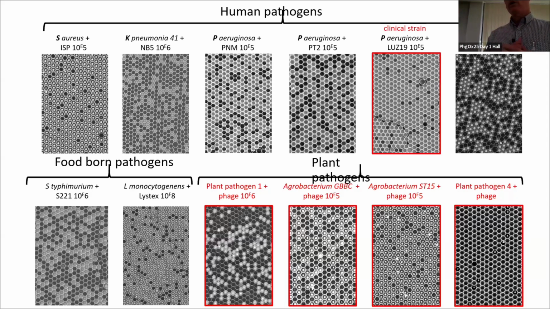We also went a bit further because the first thing the clinicians said to us was, you only looked at lab strains. So we now have a whole set of clinical strains, for instance Pseudomonas aeruginosa, to test with their respective phages. And we also looked into foodborne pathogens and also plant pathogens, and actually animal pathogens. I sorted them as with the human ones. So each time we can see differences between phages and bacteria.